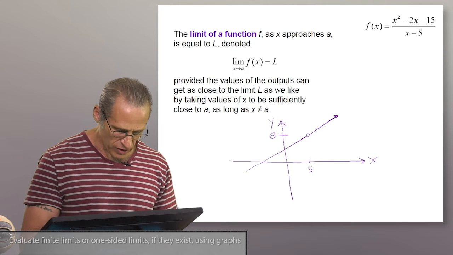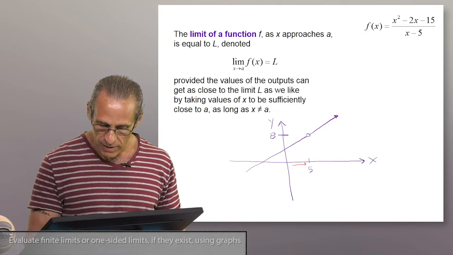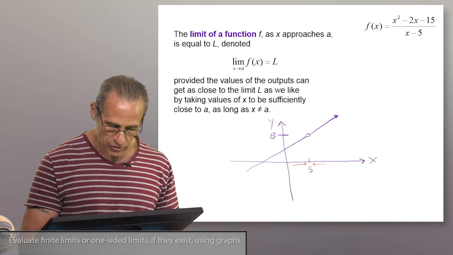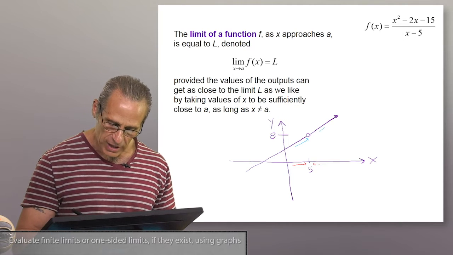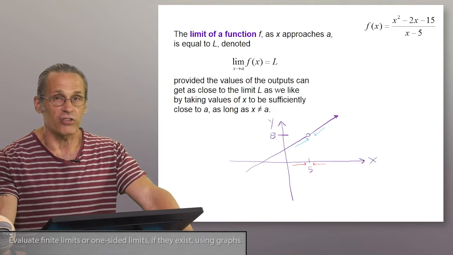And what that means is that as we approach 5 from the left and get closer to 5, and from the right and get closer to 5, what we're asking is, are those outputs getting closer to a particular output? So let's look at the definition and see if we can make heads or tails out of it.